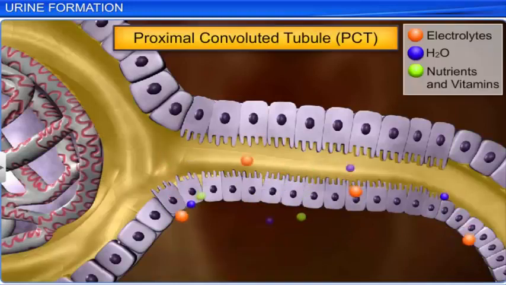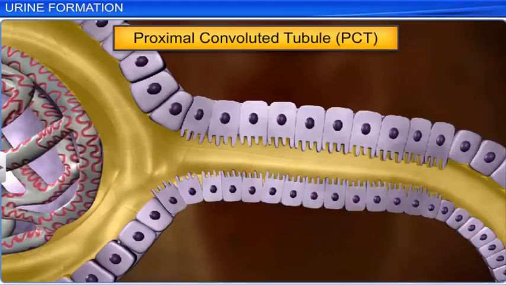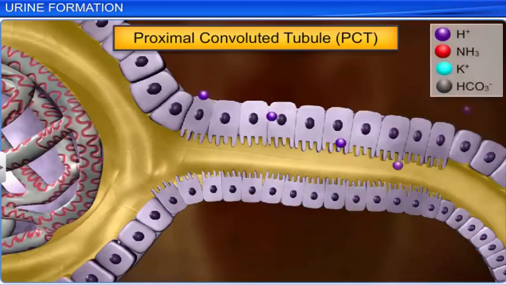The proximal convoluted tubule reabsorbs about 70 to 80% of the electrolytes and water and almost all the essential nutrients and vitamins. It also selectively secretes ammonia, hydrogen ions and potassium ions into the filtrate and absorbs bicarbonate to maintain the pH and ionic balance of body fluids.